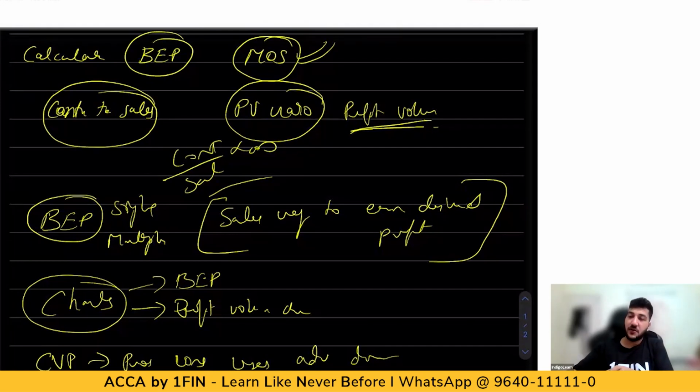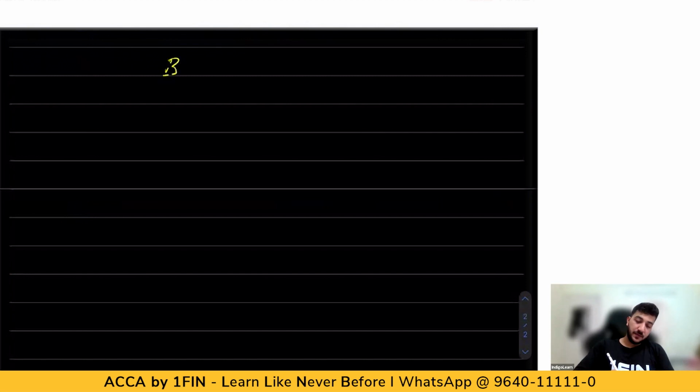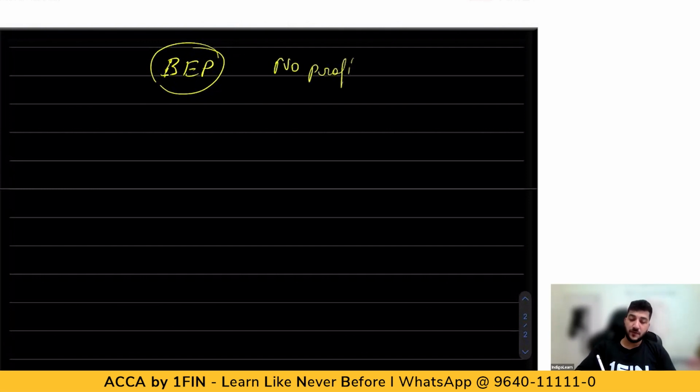The first thing that we are going to catch up here is with regard to break-even point, that is BEP. Okay. The question comes, what is break-even point? In very layman's language, the answer is break-even point is that point where a company makes no profit, no loss. Okay. This is what break-even point is generally known as.